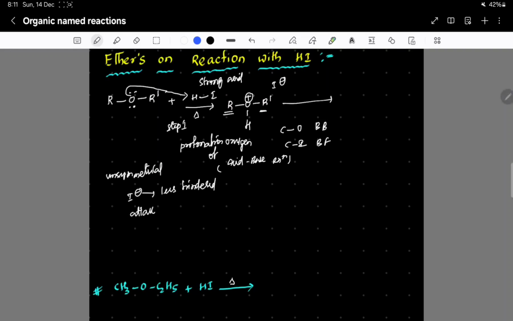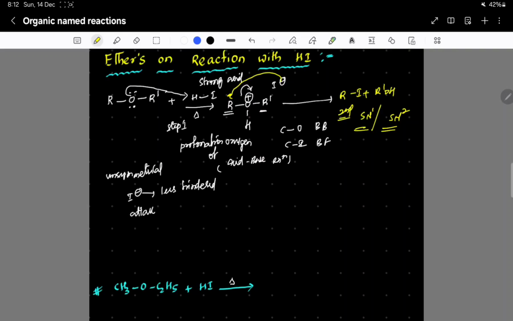Now for example, if we assume R' is the bulkier group, the C-O bond breaking takes place. This bond will cleave and this I minus will attack, students. So we will get the product RI plus R'OH. Now in this process, the second step reaction is very important, students. This second step reaction proceeds through either SN1 or SN2. This is the most important point, students.